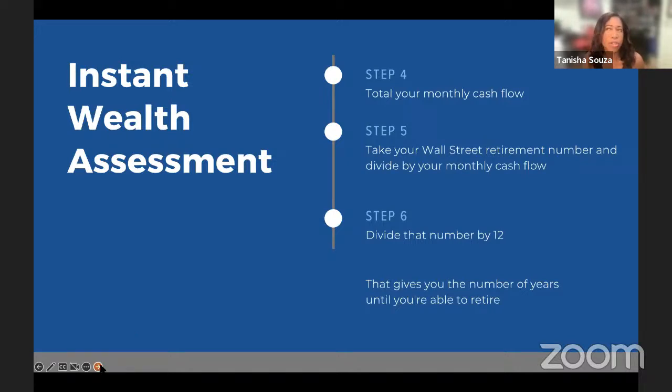So, I want you to think about that for a minute. I don't know what your number is. If you want to share it, go ahead and put it in the chat. But what was your Wall Street number, and what was the number of years that, according to Wall Street, it would take you to retire?